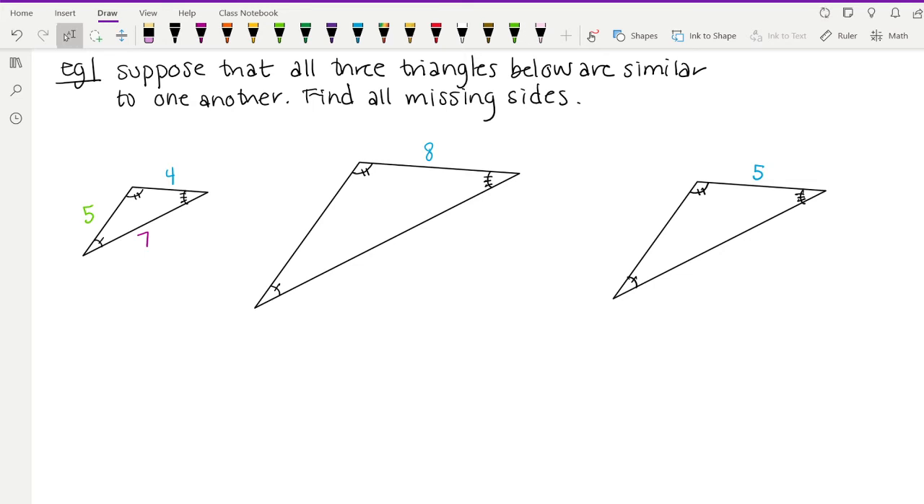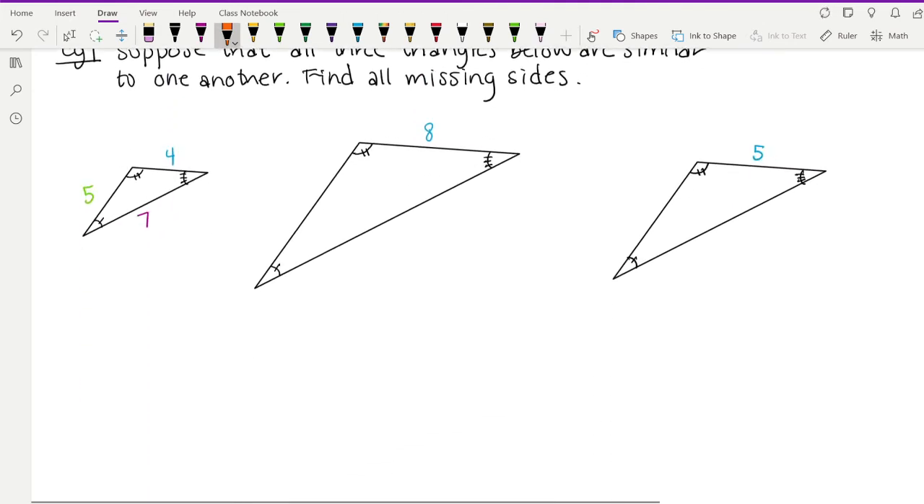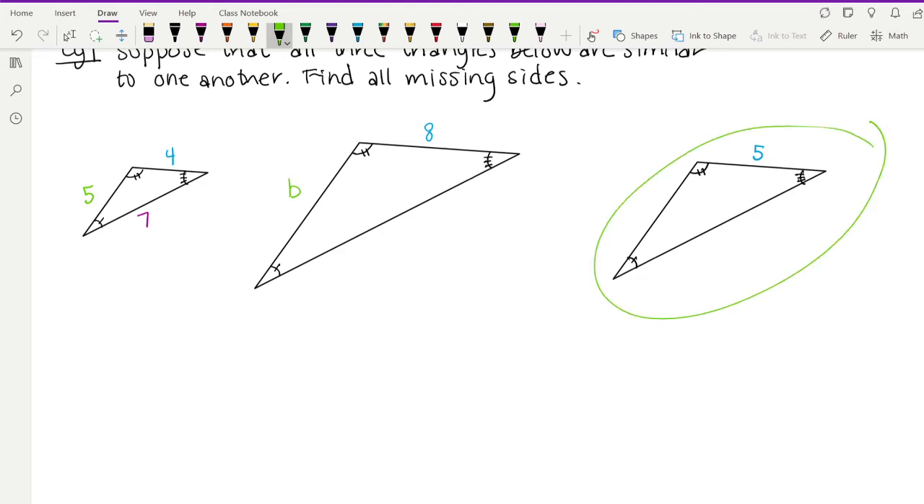Okay, so let's start with the first triangle. We could set up ratios the way that I wrote down up here. If you wanted to set up ratios, you could say something like 4 over 5 is equal to 8 over, and maybe we could call this side B. So 4 over 5 is equal to 8 over B, and use that to figure out what B is. And that's what we'll do on this example. So I'm going to save that method till we get to that example.